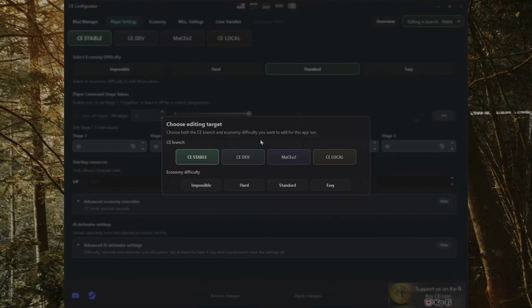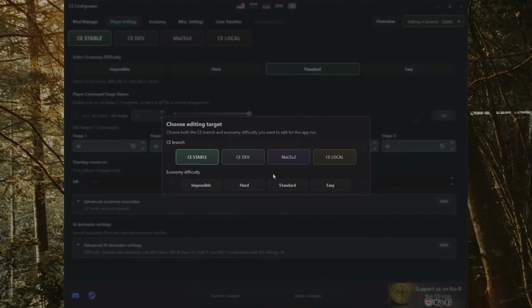As soon as you open CV Configurator, you're offered a couple of options. Here we have to select the branch. If you're playing classical CV2, or maybe you're adding some smaller mods, I will go for CV stable. And if you're playing with MACE, then you have a specific button to click on over here. The other two you should not be concerned with.